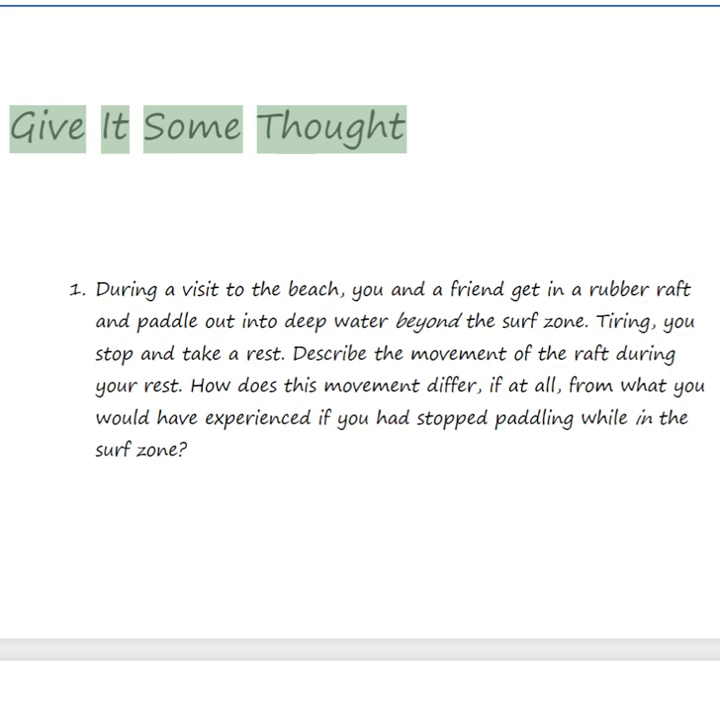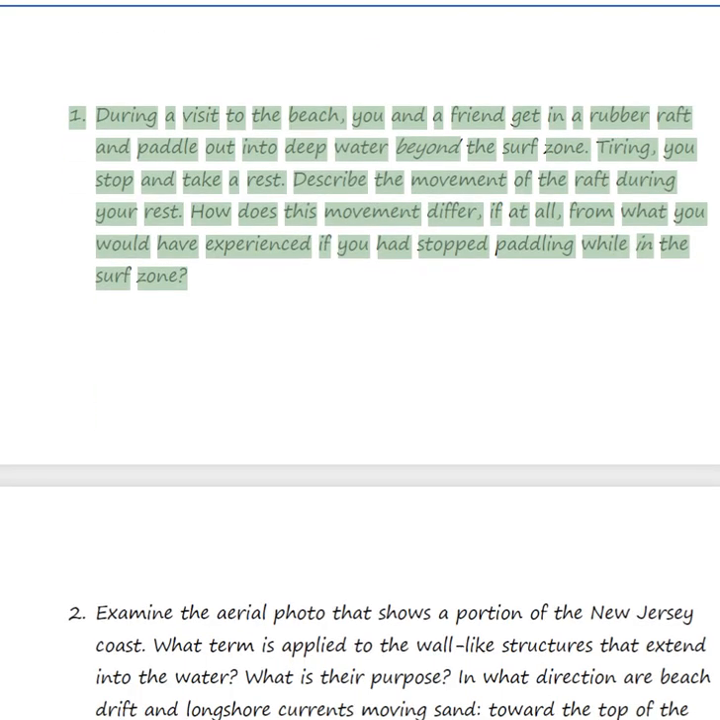Give it some thought. 1. During a visit to the beach, you and a friend get in a rubber raft and paddle out into deep water beyond the surf zone. Tiring, you stop and take a rest. Describe the movement of the raft during your rest. How does this movement differ, if at all, from what you would have experienced if you had stopped paddling while in the surf zone?